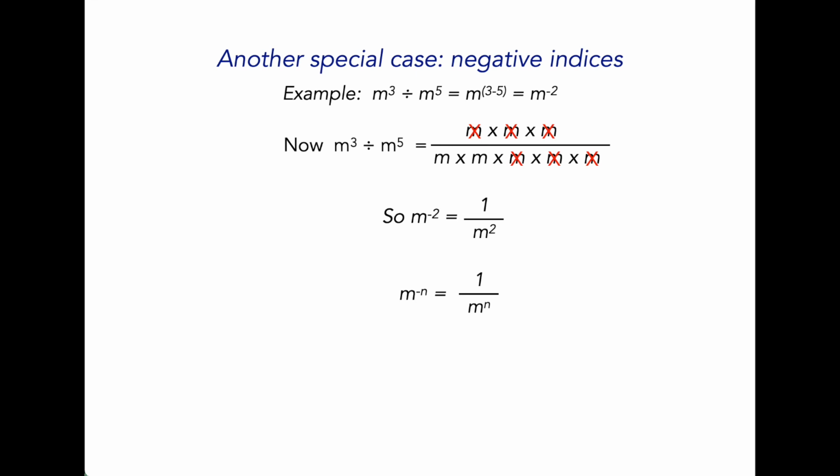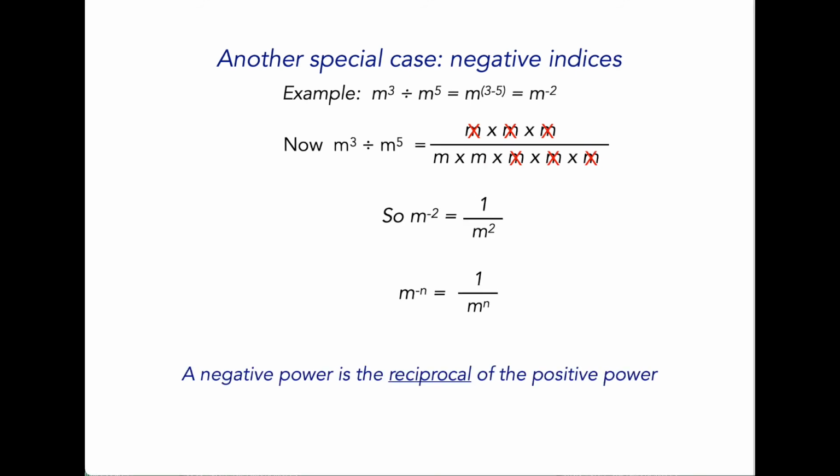So the rule for this case is going to tell us that a base number raised to a negative power is equal to 1 divided by the same base number raised to the same positive power. So m to the power of negative n is equal to 1 divided by m to the power of positive n. Now, for this rule, the mathematicians use the word reciprocal to mean a negative power. So the rule is a negative power is the reciprocal of the positive power.